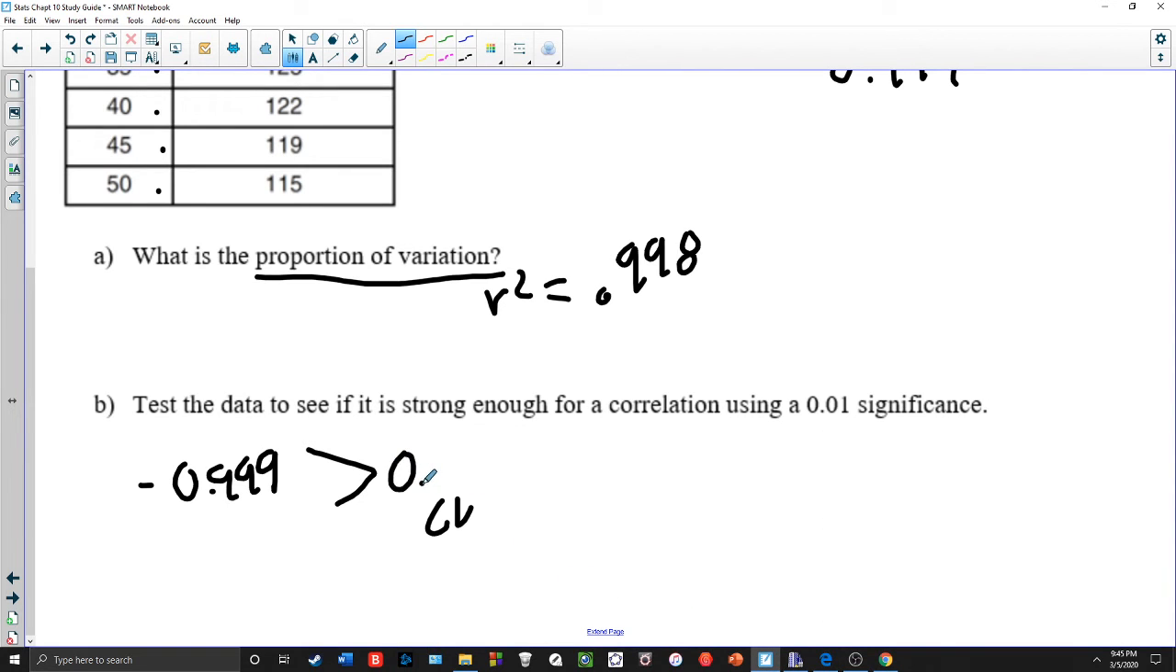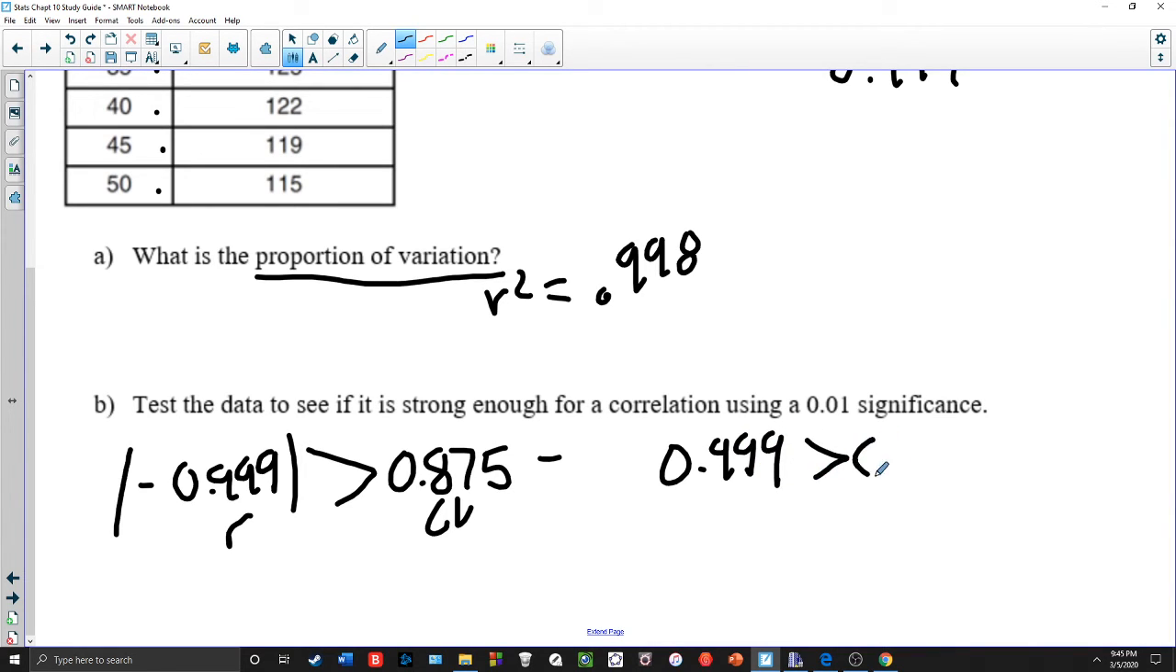So my critical value is 0.875 from table A6 again, and my R value is over here. Now, when you're comparing this, you should always compare the absolute value of R, just so you don't mix positives and negatives together. So it's really like 0.999 positive is greater than 0.875. So this would be supports correlation here. So supports, doesn't say there is, but just supports correlation.